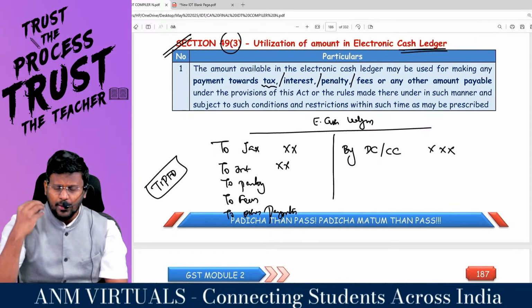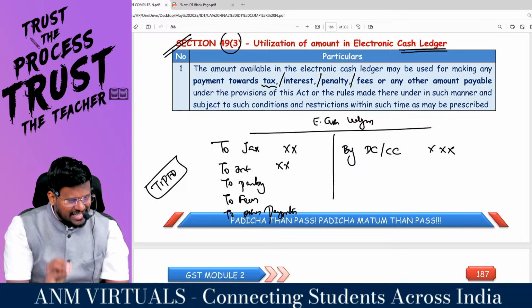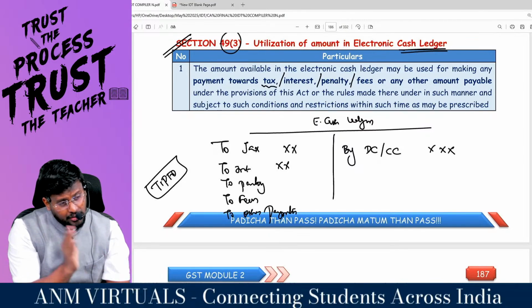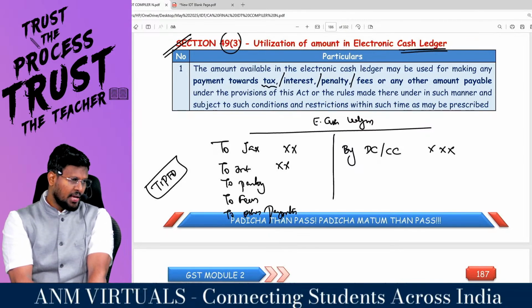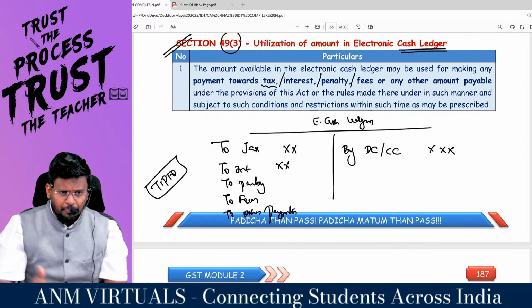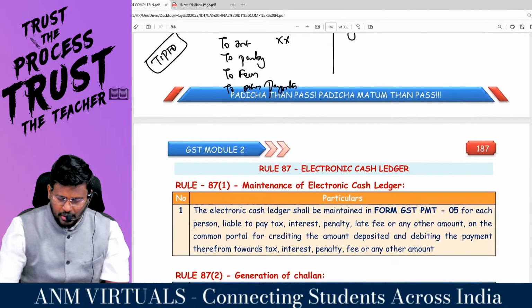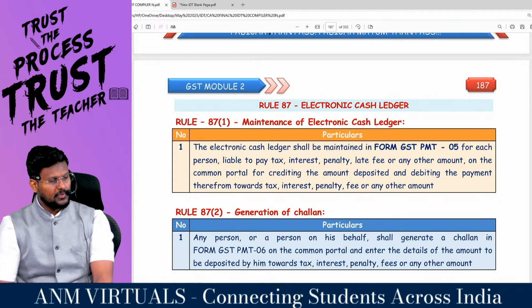That means once a taxpayer deposits money, it will go and sit in the credit side of the electronic cash ledger, and that amount can be utilized for the purpose of payment of tip 4 as per section 49 subsection 3, utilization of amount in the electronic cash ledger.